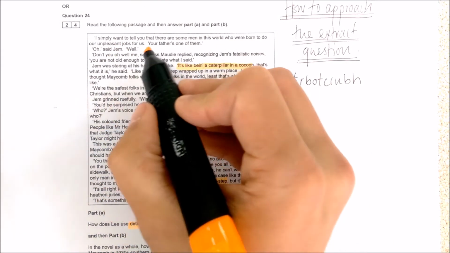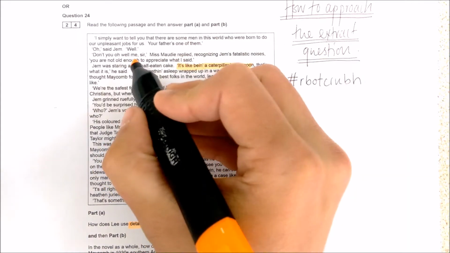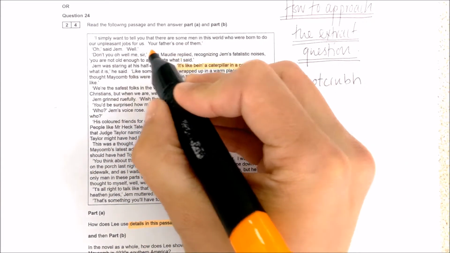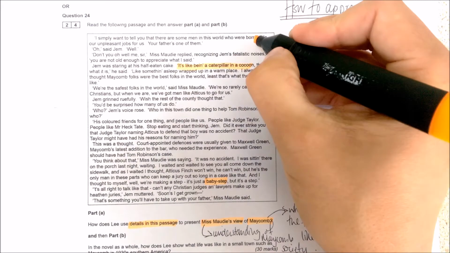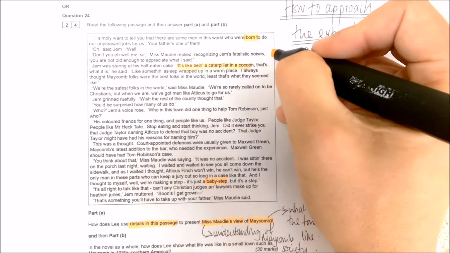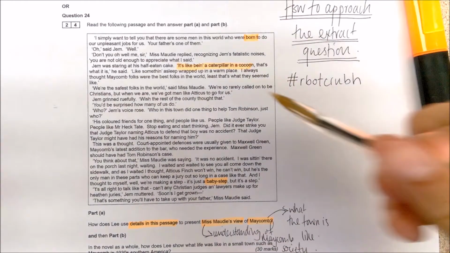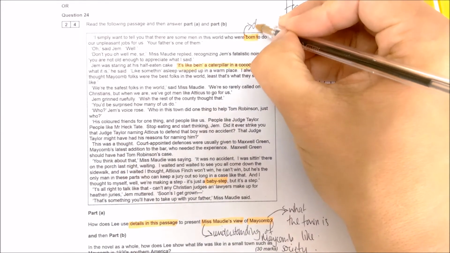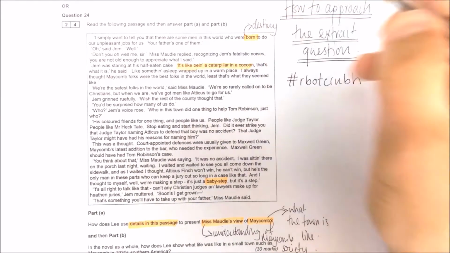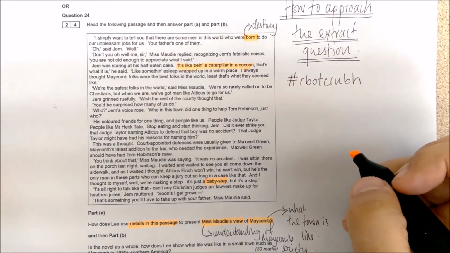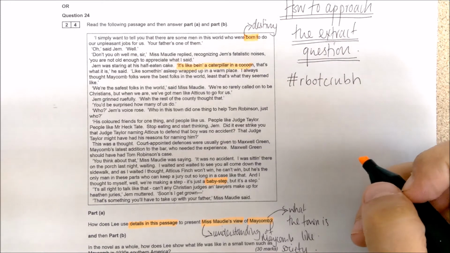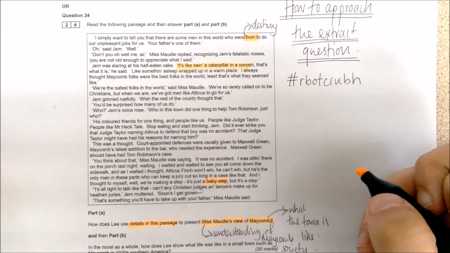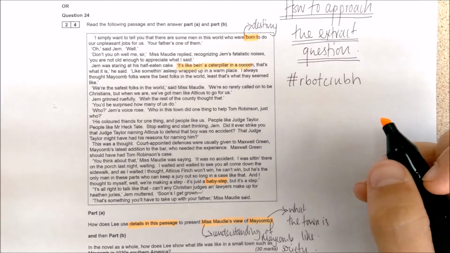So I simply want to tell you that there are some men in this world who are born to do our unpleasant jobs for us. Your father's one of them. I'd highlight that word born because it kind of implies destiny, that we're all set onto a path, which is very much the attitude that we see in Maycomb with their strict social hierarchy.